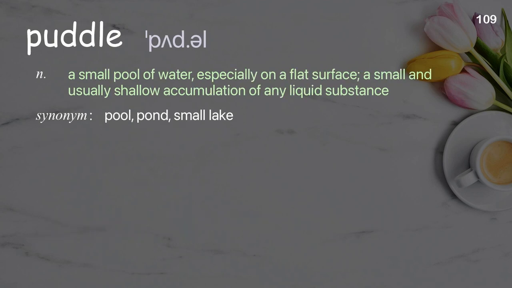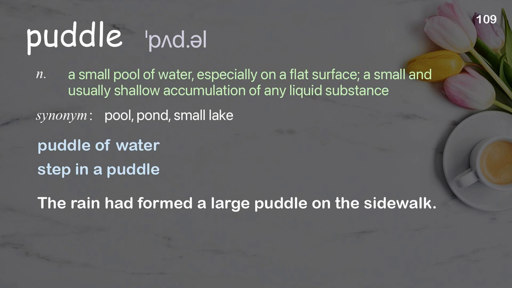Puddle. A small pool of water, especially on a flat surface, a small and usually shallow accumulation of any liquid substance. Examples. Puddle of water. Step in a puddle. The rain had formed a large puddle on the sidewalk.